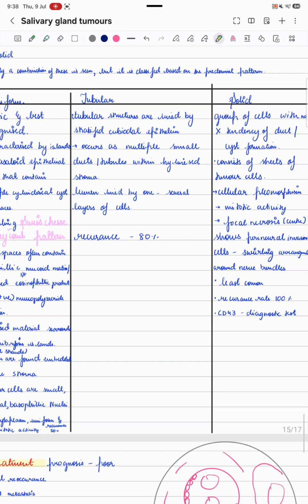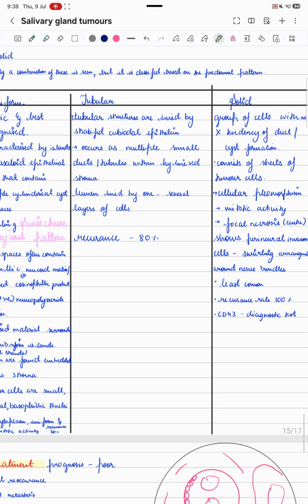Coming to the tubular type. Point number one, tubular structures are lined by cuboidal epithelium. Second, multiple small duct-like tubules within the hyalinized stroma. Fourth, the lumen is lined by one to several layers of cells. Fifth, the recurrence is 80%.